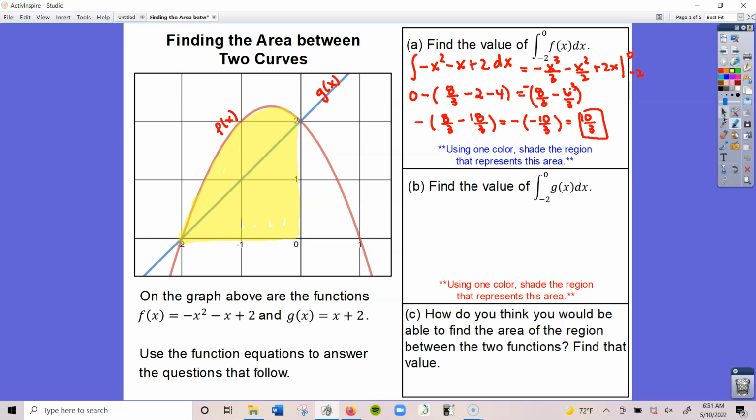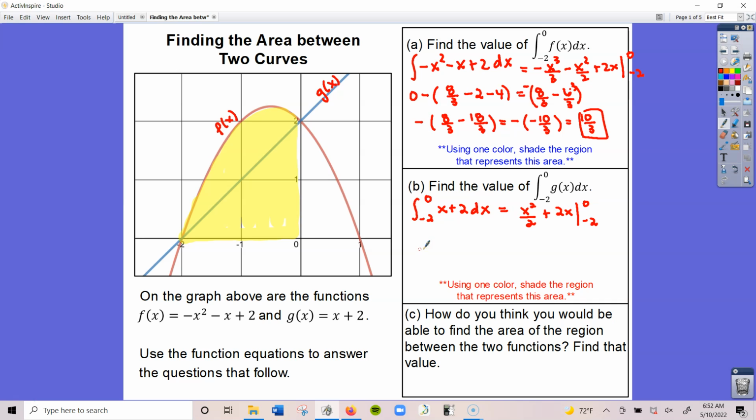Now let's do g of x. Find the value of the integral from negative 2 to 0 of g of x. So I'm going to integrate from negative 2 to 0 the x plus 2. When I integrate that, that's going to give me x squared over 2 plus 2x. And again, I'm going to evaluate that from negative 2 to 0.